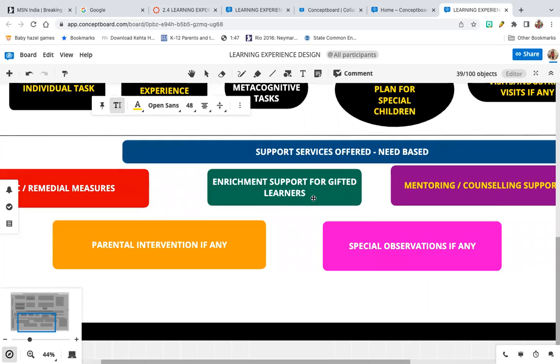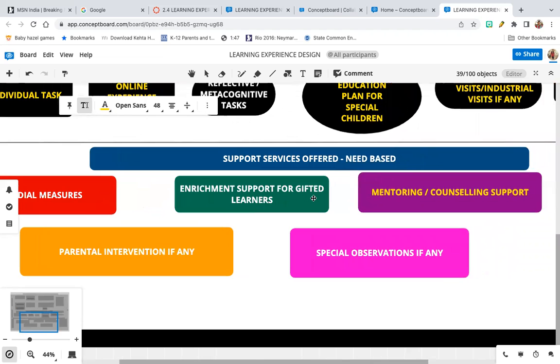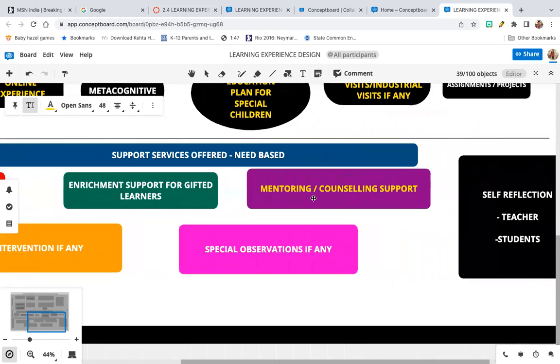Enrichment support for gifted learners. Suppose there are gifted learners in your class, you need to give them some enrichment activities, so that is called enrichment support for gifted learners. For example, if it is mathematics, then you give them some difficult problems to solve. Also, you need to give the whole class some kind of enrichment where they read something more than what is taught in the class or what is mentioned in your syllabus.